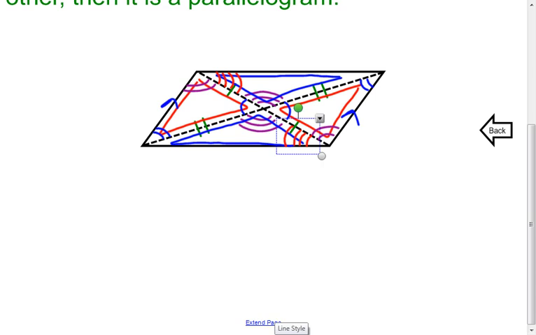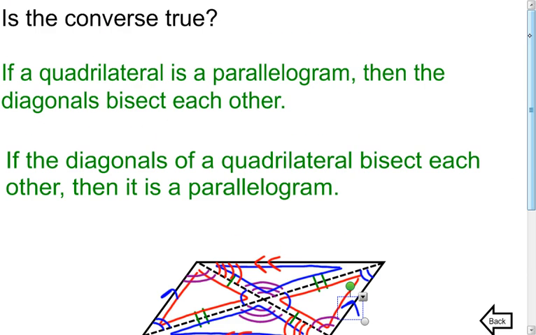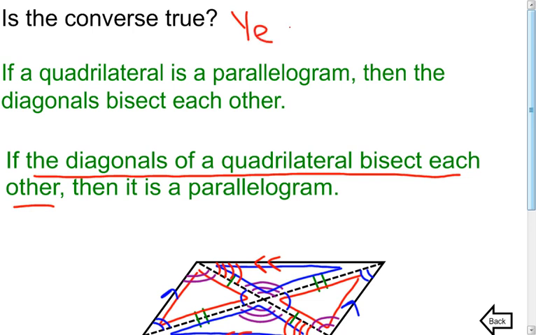And these are alternate interior angles for the top and the bottom sides. And if the alternate interior angles are congruent, then the lines are parallel. So again, I have one set of parallel sides, two sets of parallel sides. I have a parallelogram. So when it's all said and done, if the diagonals of a quadrilateral bisect each other, then yes, it will be a parallelogram, and this converse is true.